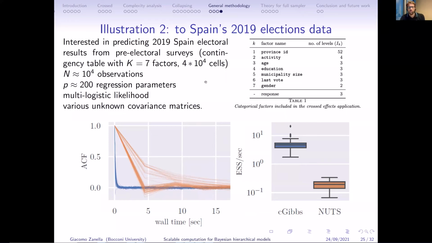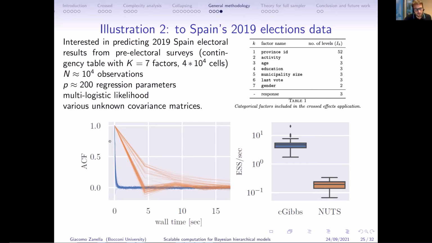A second illustration is the Spain selection data. Again, here we have just a multinomial logistic likelihood. You have around 200 parameters, which is not that much, but still is high dimensional enough to be challenging for default schemes. And we compare again collapsed Gibbs with Hamiltonian Monte Carlo.